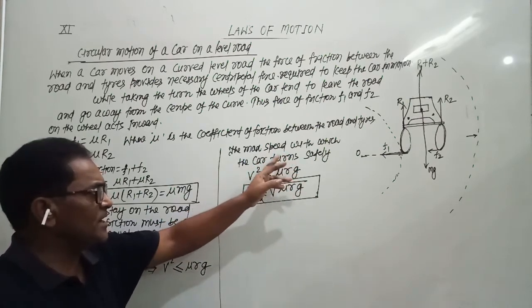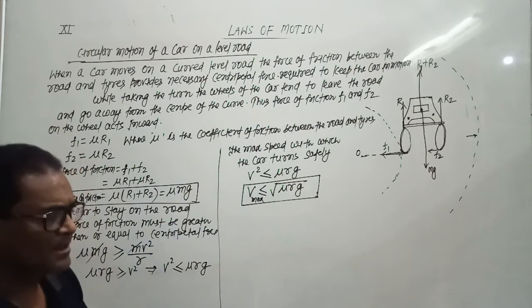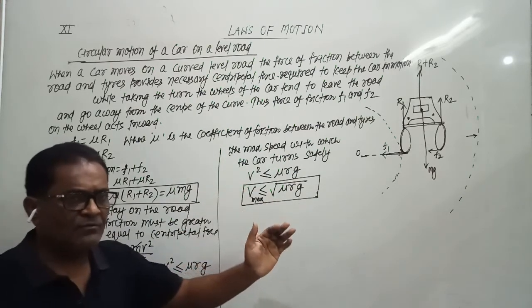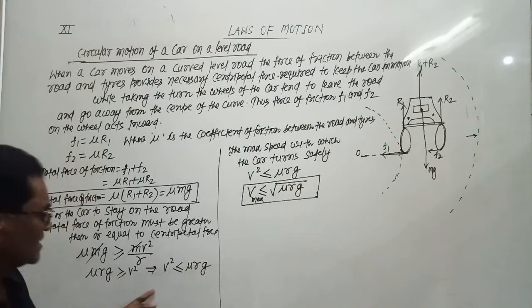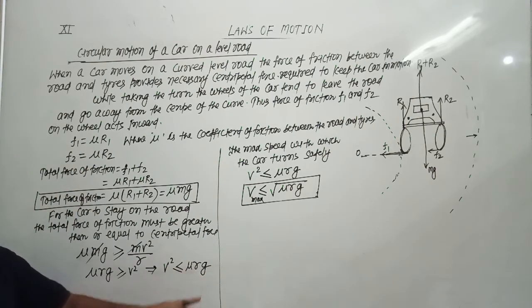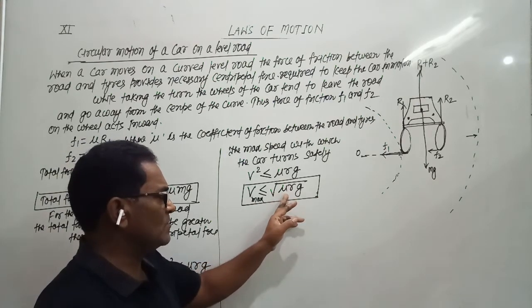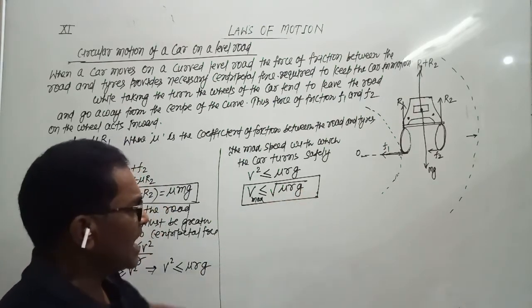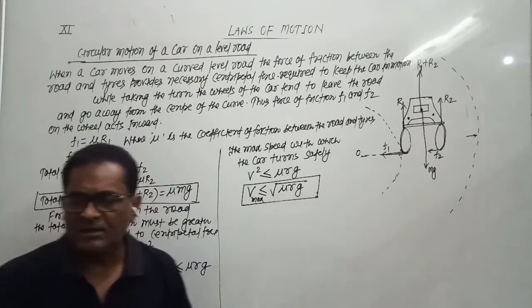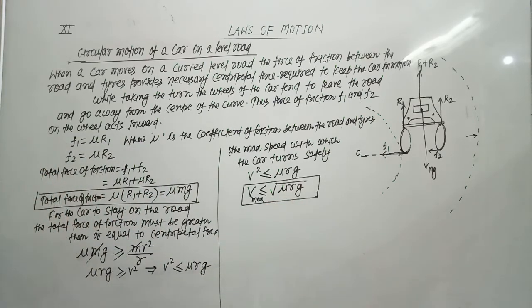And the maximum speed with which the car turns safely: v square is less than or equal to mu rg, so v maximum is less than or equal to the square root of mu rg, where r is the radius of the circular track, g is the acceleration due to gravity, and mu is the coefficient of friction. And if the speed exceeds v maximum, the car will skid.